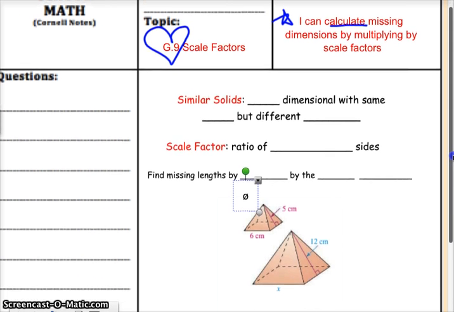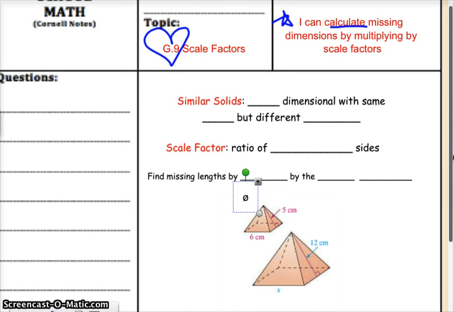So we talked about similar figures. That's a two-dimensional thing. Now we're going to talk about similar solids. Solids is just the vocab word we use to represent three-dimensional shapes. So similar solids are three-dimensional. They have the same shape, but different sizes.